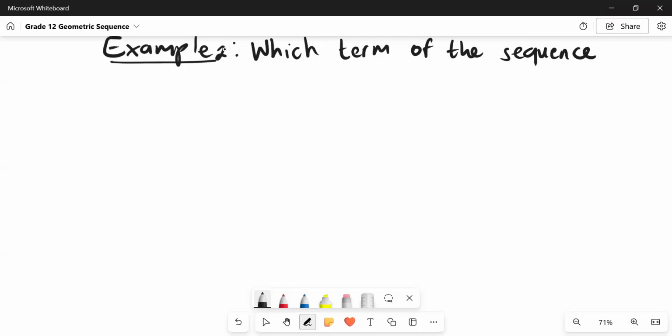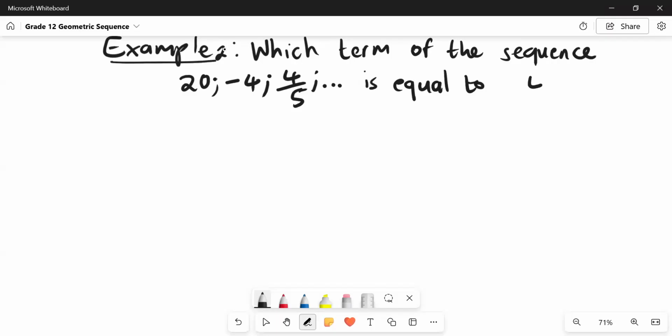And then here's the sequence: 20, minus 4, 4 over 5, is equal to 4 over 125. Okay, we are given a sequence and the nth term there, right? So your A is equal to 20.